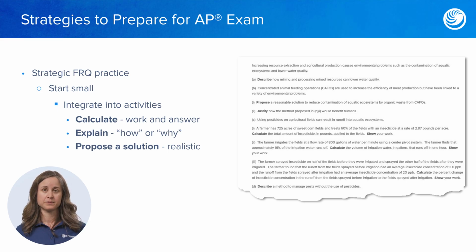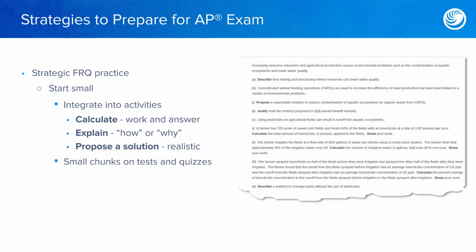For the task verb propose a solution, only give credit to realistic solutions and provide feedback on why a solution might not be realistic. You can also break up full-length FRQs into smaller chunks and include them on tests and quizzes. So, instead of completing a full-length FRQ that might have more information than students have learned only a unit or two in, use only a part of an FRQ, like only Part A or Parts A and B. Once you feel confident that your students understand the expectations of the task verbs and have learned enough information in the course, then you can start introducing full-length FRQs.